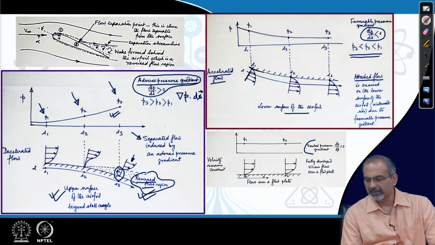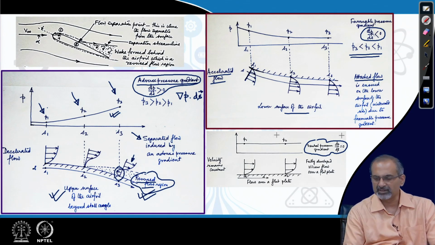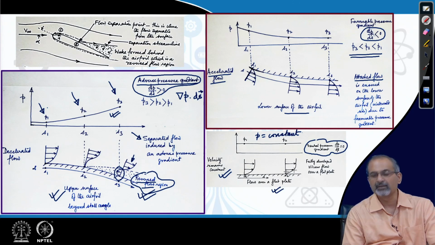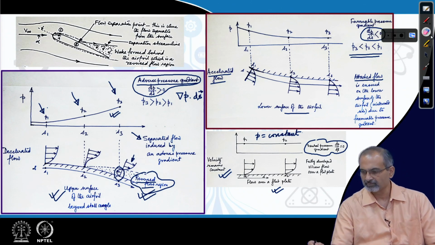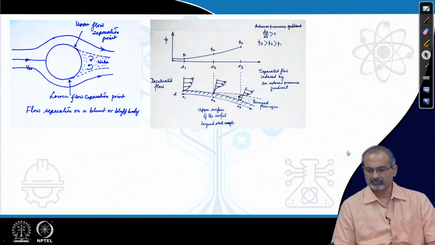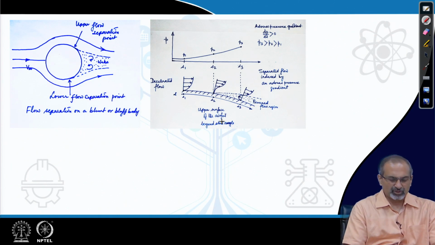Now, if the pressure gradient was 0, you would have a neutral situation, where it neither assists nor makes it adverse. That means, pressure remains constant. In that case, the velocity is neither accelerated nor decelerated. It remains constant as you move from one point to the other, typically a flow over a flat plate if it has reached a fully developed condition. So, that is how you would see the effect of adverse pressure gradient on a streamlined body.